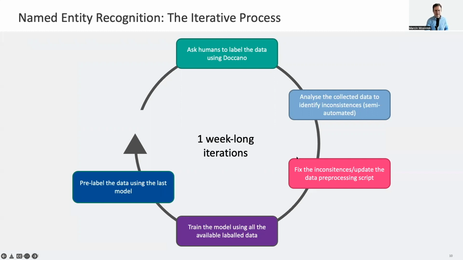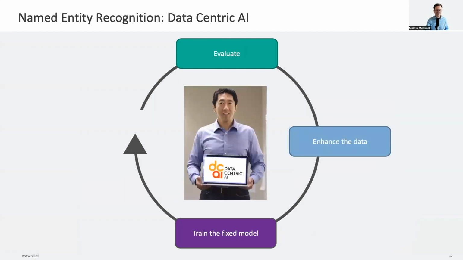And we kept iterating like that in one week long sprints, including data annotation, data analysis, fixing, training the model, and pre-labeling the remaining documents. One thing that I would like to add at this point is we kept our NER model fixed and simply relied on Distill-Roberta based with a token classification layer. So rather than modifying the model, we tried to collect and adjust the data.